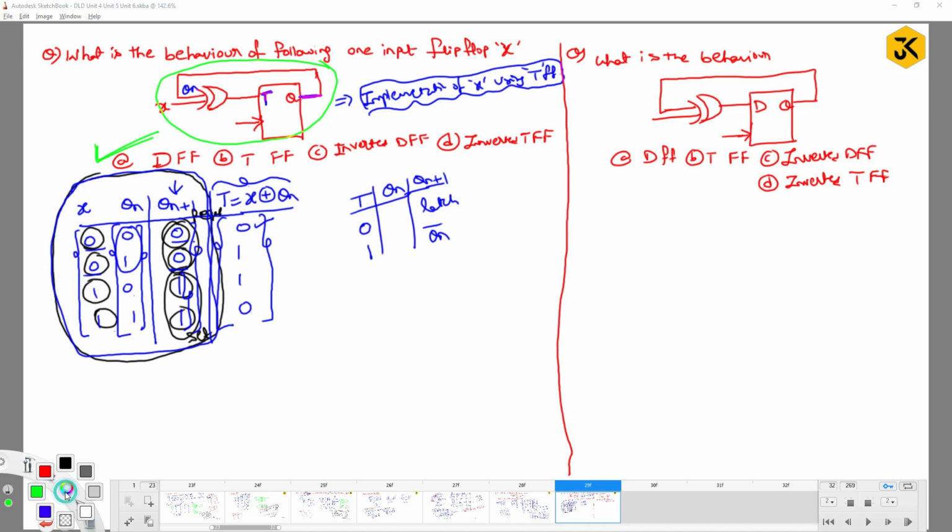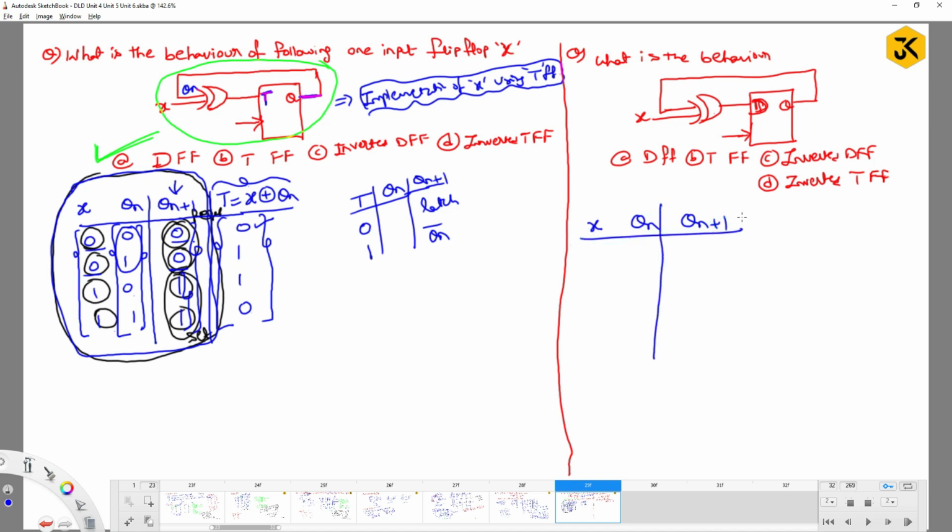Similarly, the same kind of question was asked in another year in GATE. Can you solve it? Take your time by pausing the video and try to solve it. Here again, if I say this value is also X, I can say this is implementation of X using D flip-flop, not T. Now, try to observe. I have the X value and Qn, and I need to find Qn plus 1.